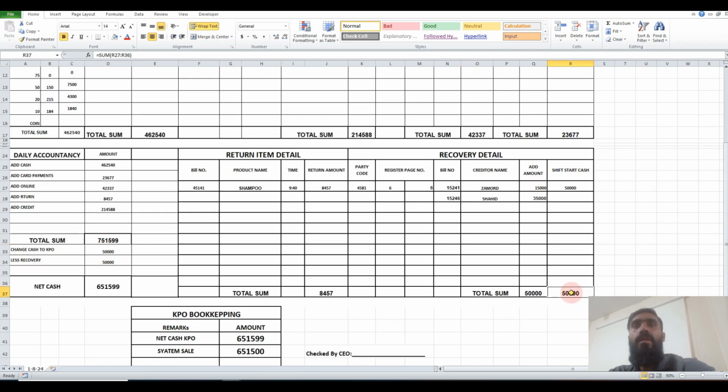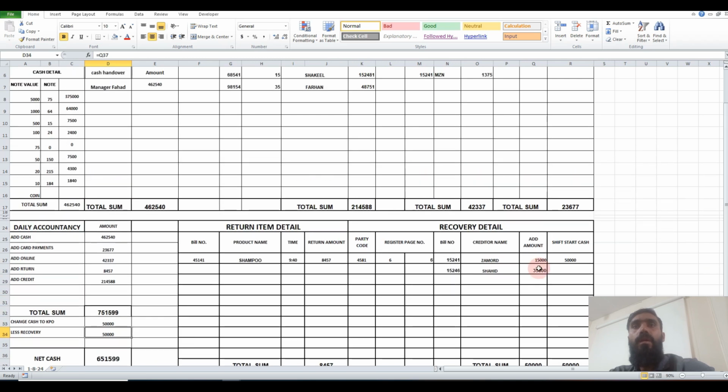After that, when you enter all the detail, check it accordingly. I have linked these accountancy columns with the related cells.